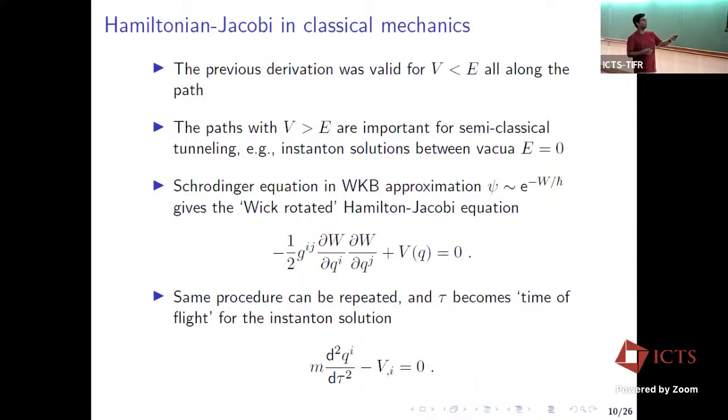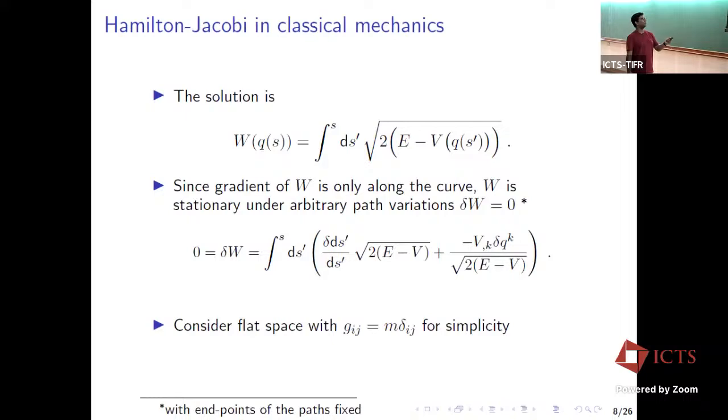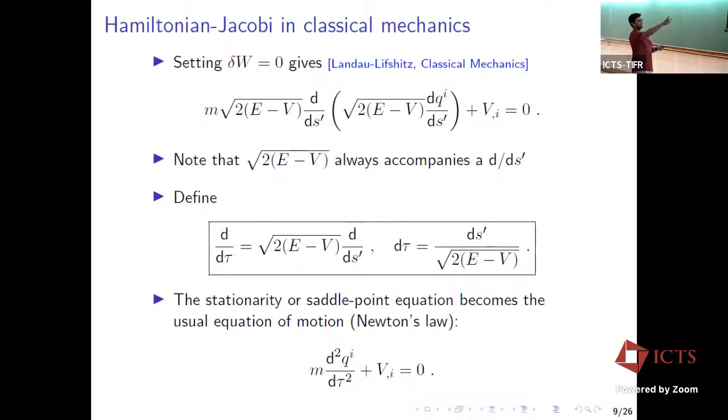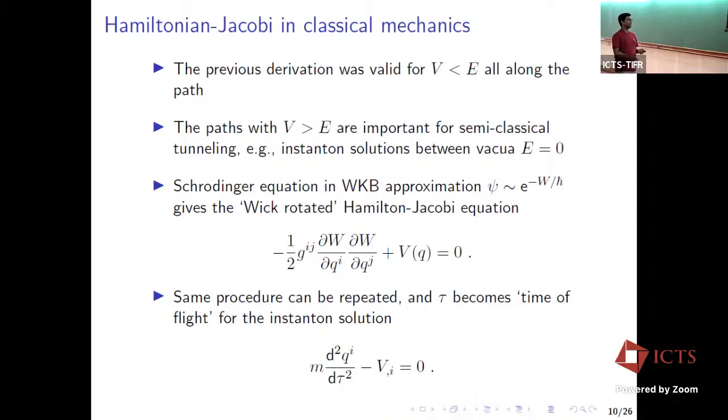And the same procedure, now given a partial differential equation of this kind and a metric on configuration space, we can repeat and we will get the same notion of time with some obvious changes: E minus V will become V minus E, and so on. And tau now becomes a notion of time of flight for this instanton solution, which measures in some sense the time from the beginning of the instanton at one vacuum to the ending of the instanton solution at the other vacuum. And similarly, there will be an equation just like this, but with the opposite sign for this force.